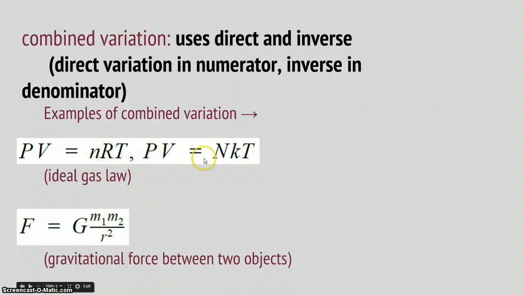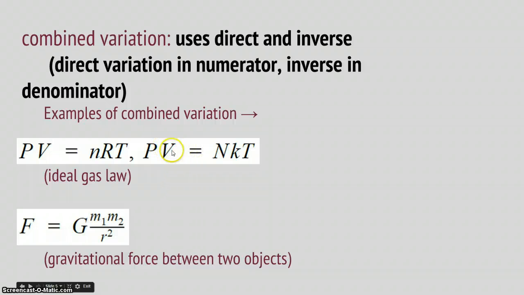PV equals nRT or PV equals nKT, the ideal gas law, right? Pressure and volume, equals the number of moles times R, which is a constant, times temperature. And then over here, N represents the number of molecules, and K is a different constant, right? Not a huge deal, but this is an example of combined variation.